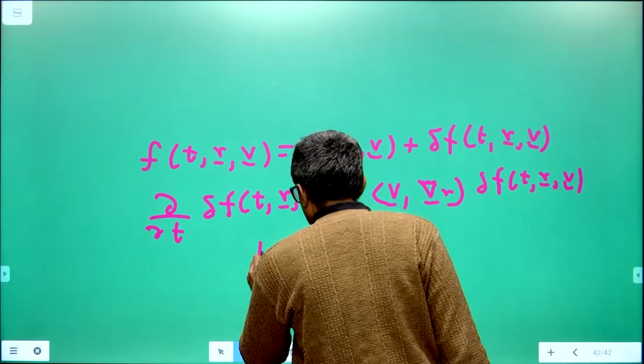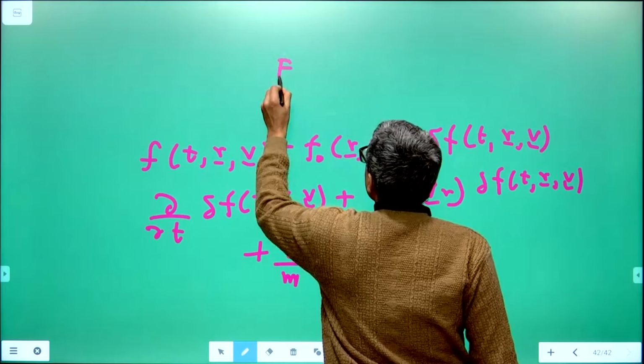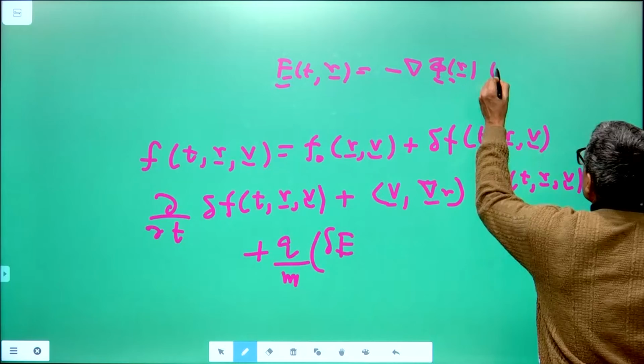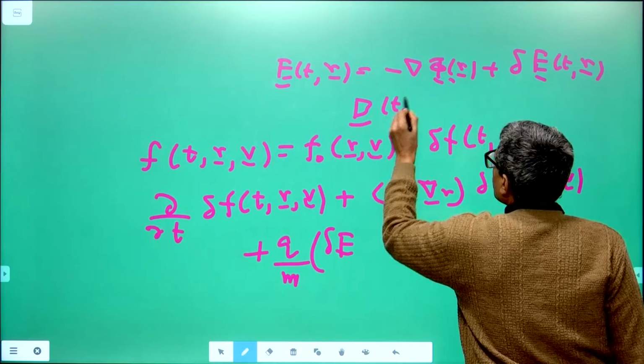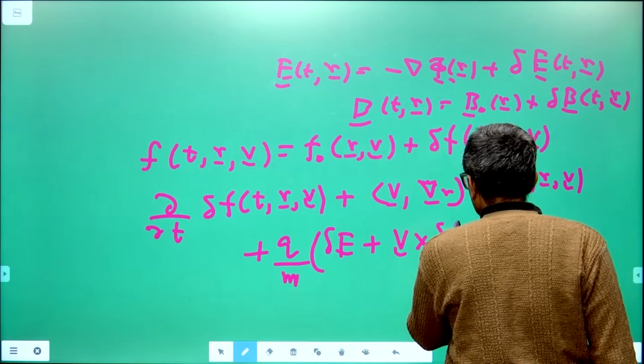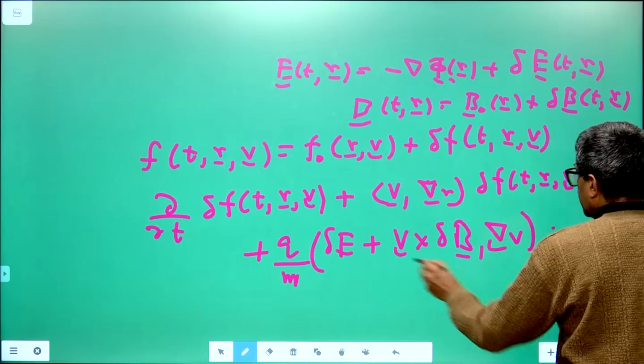Times there is an electric field which varies; there is a small perturbation, and the electric field varies with time. It is given by the equilibrium electric field which you apply from outside, which defines the equilibrium Maxwell-Boltzmann density, plus a small perturbation to the electric field which could vary with time. Likewise, the magnetic field consists of an equilibrium magnetic field plus a small perturbation component which varies with time. So, you have delta E plus v cross delta B, comma del v of delta f.